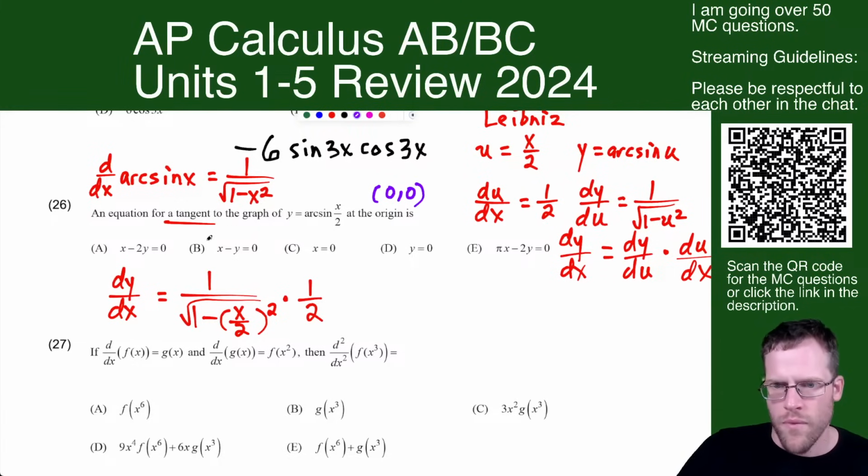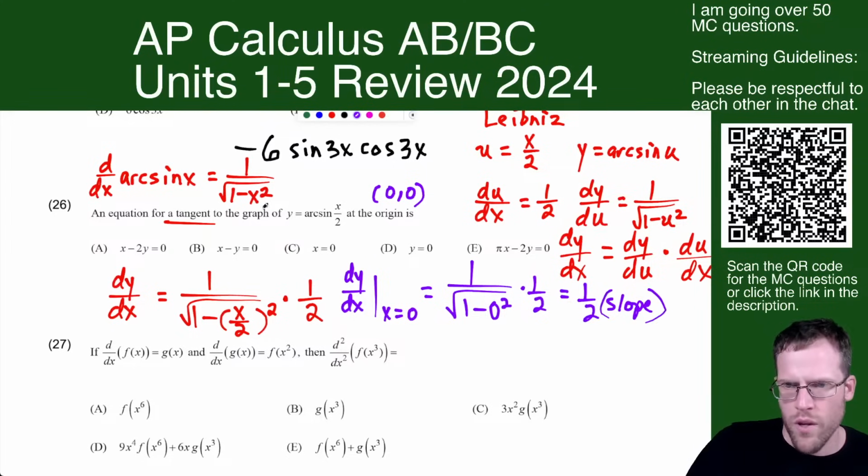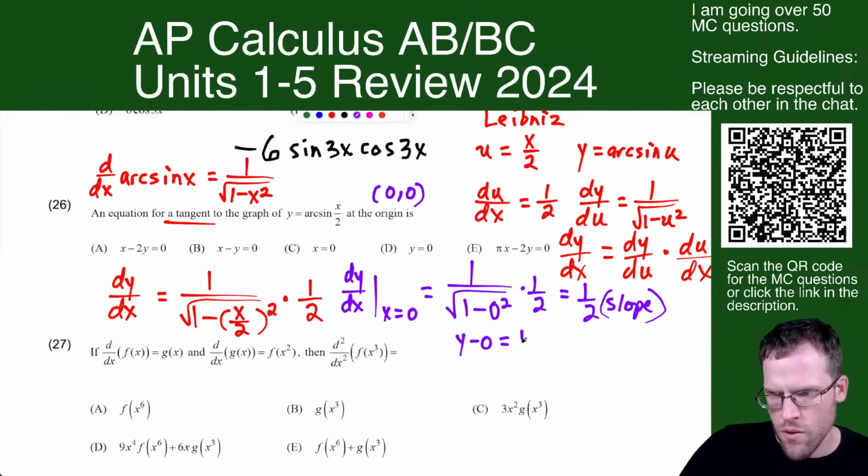So here, I'm going to plug in x equals 0. And we're going to have 1 over radical 1 minus 0 squared, when I do 0 divided by 2, times 1/2. This is going to give us 1 times 1/2, which is 1/2. Now this is my slope. So I could use the point-slope form equation. I could say y minus 0 equals 1/2 times x minus 0, which is y equals 1/2 x. And then we're like, oh no, the answer's not there.